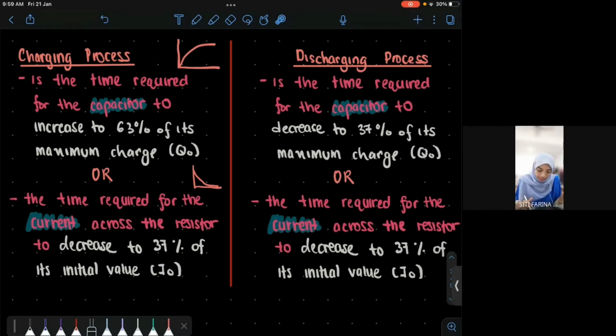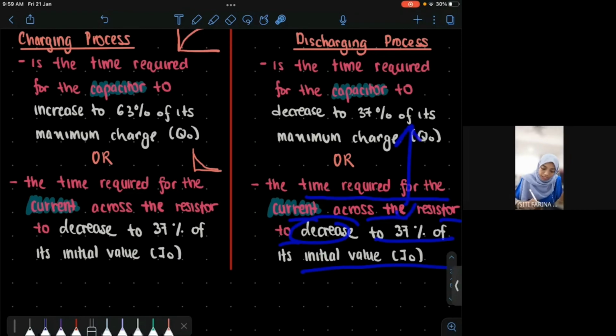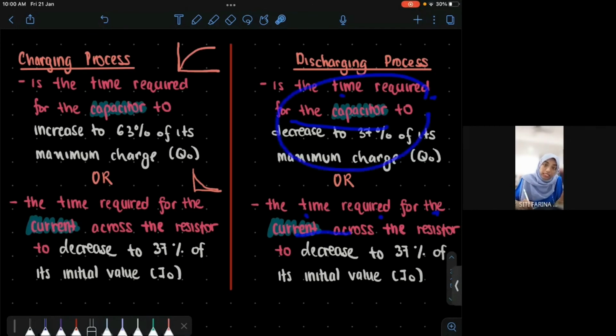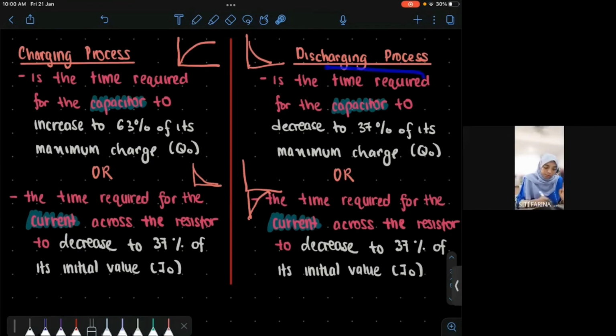For discharging process pula, time required for the capacitor to decrease to 37% of its maximum charge, ataupun untuk time required adalah current across the resistor to decrease to 37%. So definition dua-dua ni sama, iaitu to decrease to 37. Cuma dekat sini dia kata time required for capacitor, yang ni dia cakap time required for current. Okay, so this one kita tengah cakap dari segi charge, this one kita tengah cakap dari segi current. Bentuk graf untuk current dan juga charge adalah decreasing. Both pun decreasing. Ini pun decreasing tapi sebab dia opposite direction, dia dekat bawah sahaja. Masih decreasing. Alright.